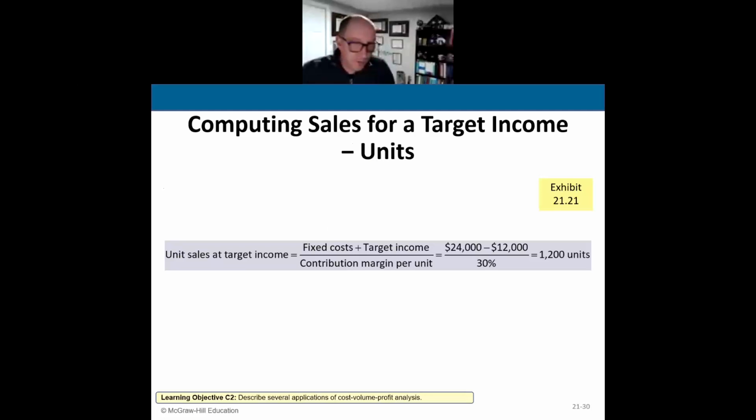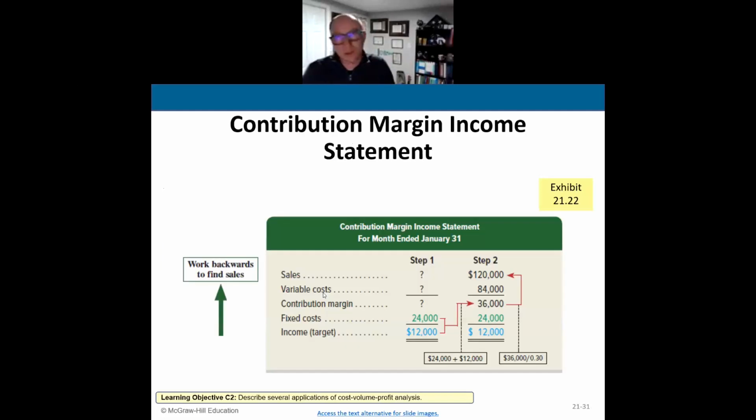And we can do the same thing in terms of units. Fixed cost plus the target income divided by the contribution margin per unit gives me the number of units I need to sell. And we can also look at this from an income statement perspective. I can build it into my target income at the very bottom, and I can work backward. If I work backward up the income statement, they'll tell me how many units I need to sell.